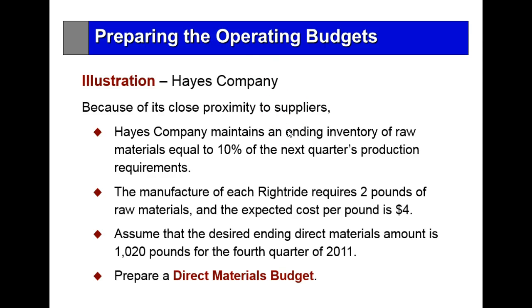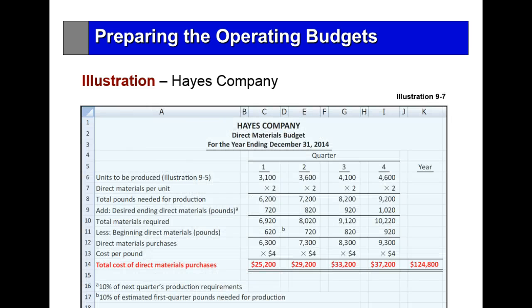How are we going to prepare a direct materials budget? So as you can see, we determine how many units need to be produced times the materials we need per unit, plus how much we want to have on hand at the end of the period, minus what we had on hand at the beginning of the period. So we know the material purchases times how much per unit of material gives us the costs we need in order to purchase those materials. Does that make sense?